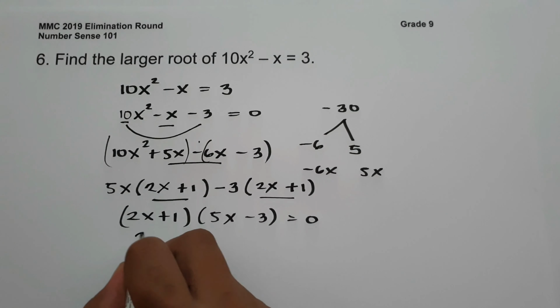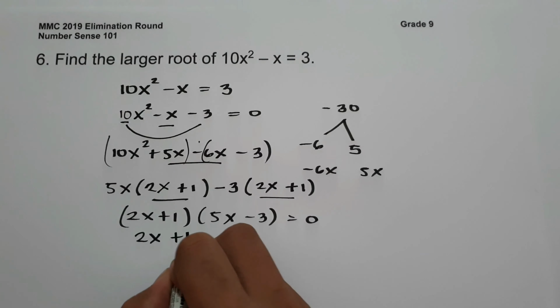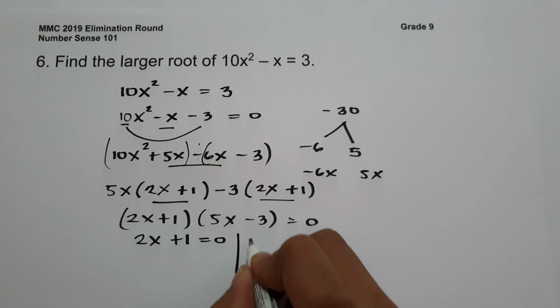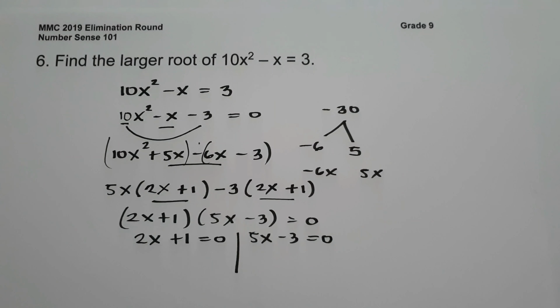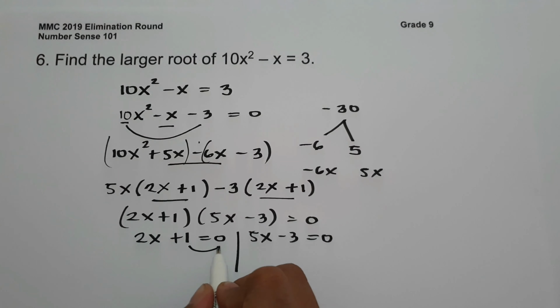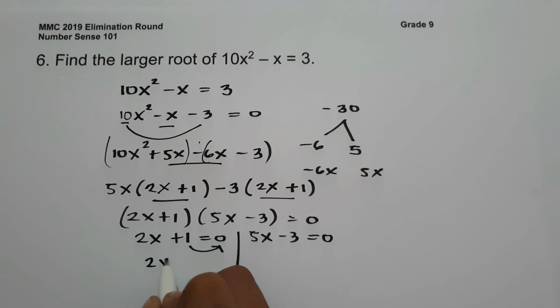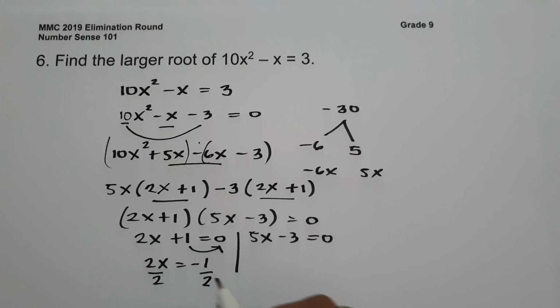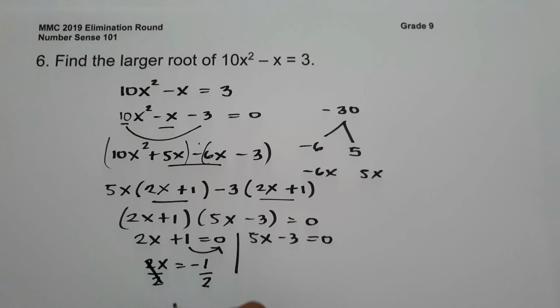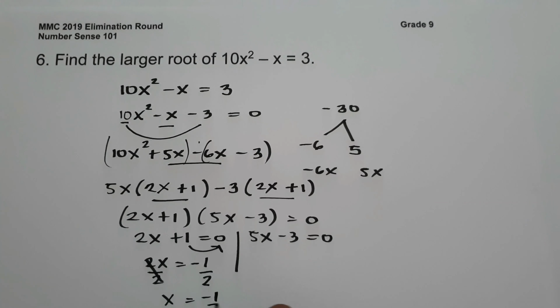That is 2x plus 1 equals 0, and 5x minus 3 equals 0. So let us move 1 to the side of 0. That is 2x equals negative 1. Divide both sides by 2. It will give us x is negative 1/2.